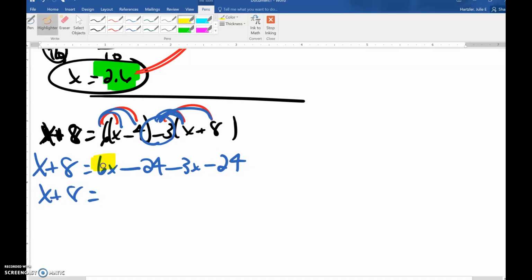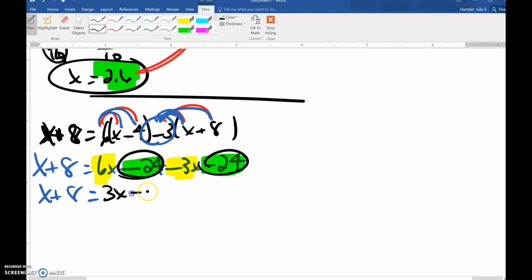This is collecting like terms, so cats and cats, dogs and dogs, or x's with x's, numbers with numbers. So let's see, what do we get? 6x minus 3x is 3x. Negative 24 and another negative 24 is a negative 48. All right, so notice now I have all my x's with x's, numbers with numbers.